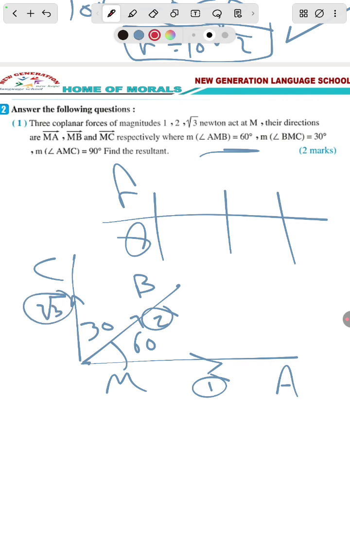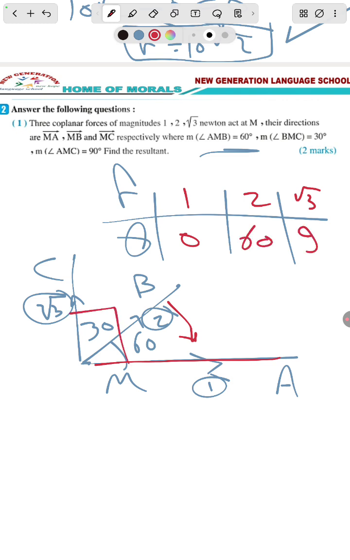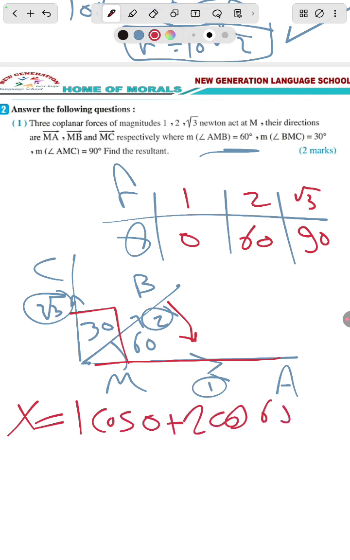And here we can make the table: 1, 2, root 3. The first angle is equal to 0 between the force and the x-axis. The second force equals 2, and the angle between the force and the x-axis is equal to 60, and the third angle is equal to 90 degrees. I have x equal F cosine theta. It will be 1 cosine 0 plus 2 cosine 60 plus root 3 cosine 90.